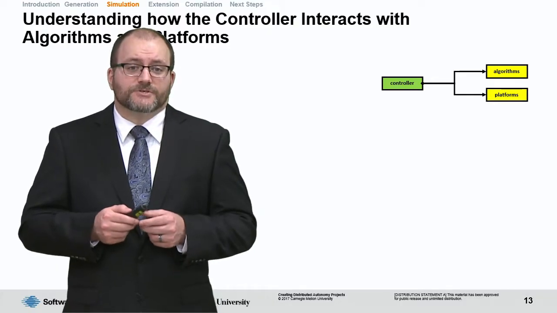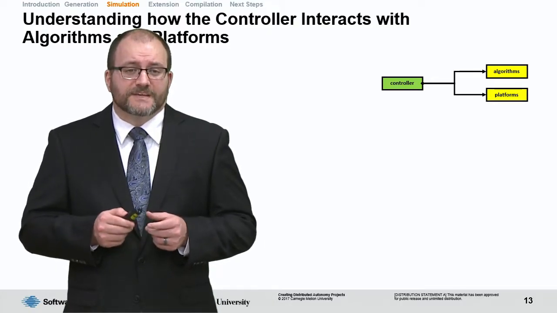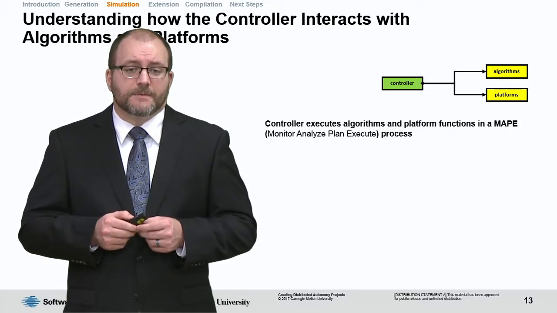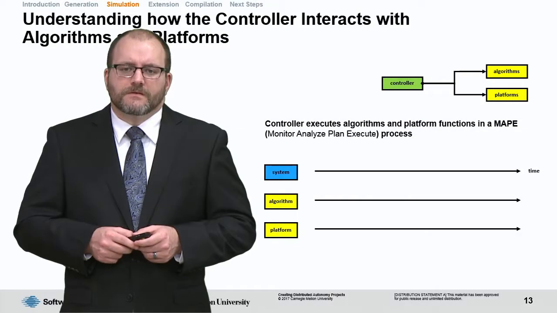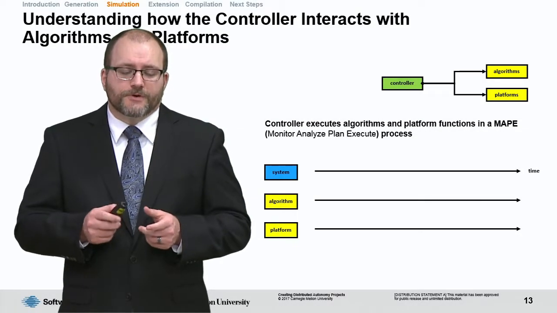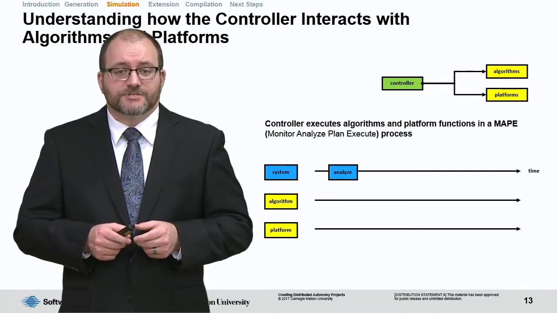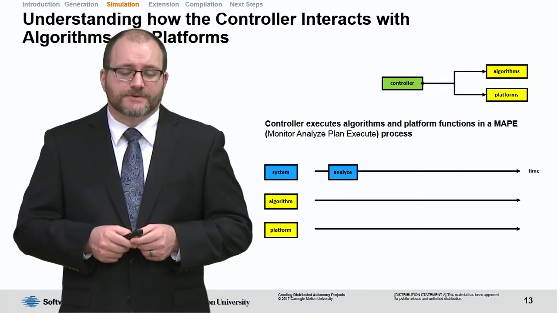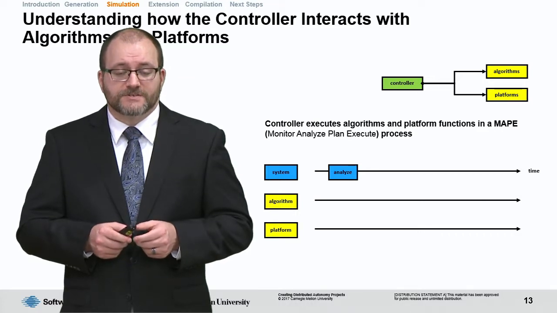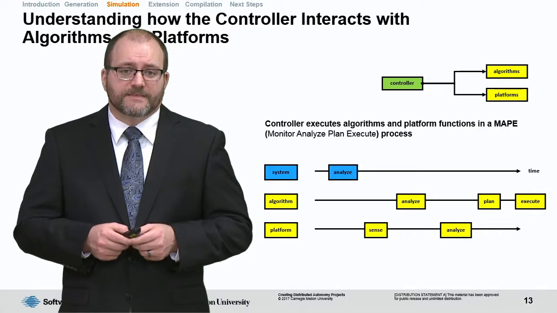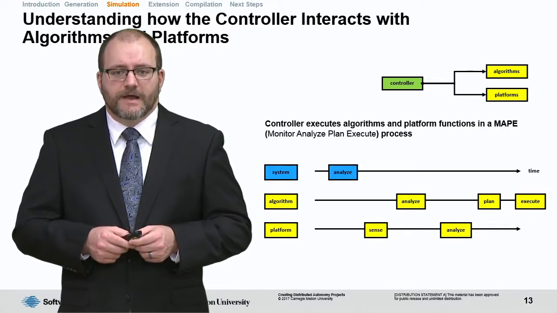Next, let's talk about how the controller interacts with algorithms and platforms in the GAMS system. A controller executes algorithms and platforms in a MAPE loop. That's monitor, analyze, plan, and execute. The MAPE process in GAMS is a very ordered process. First, the system analyzes the environment to see if anything needs to change regarding the algorithm that needs to be executed, or the platform itself needs to be changed to some reduced mode, for instance. Then the platform calls its sense method, which is the monitor phase of the MAPE loop, to see what has changed in the environment around it.